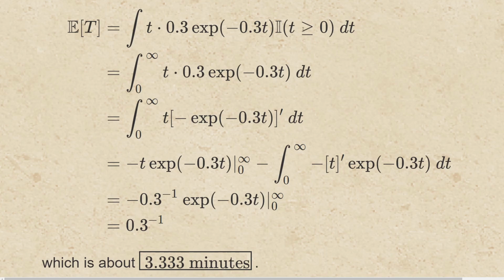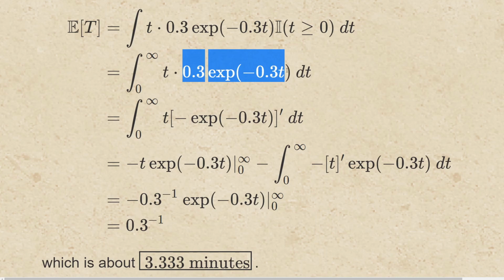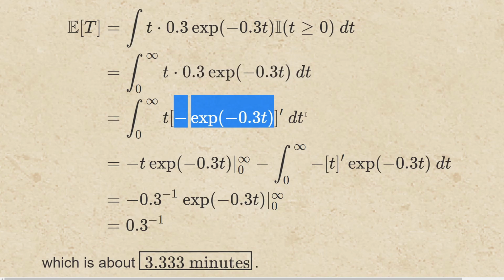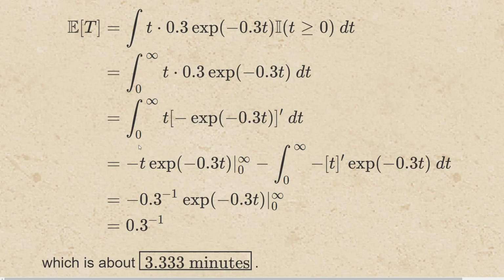We can use the indicator part of the density of the exponential to change the limits to 0 to infinity. Then we have to use integration by parts. So I'm going to write this second part as the derivative of negative the exponential of negative 0.3t. Then apply the integration by parts formula to say that that's negative t times e to the negative 0.3t evaluated between 0 and infinity, minus the integral from 0 to infinity.